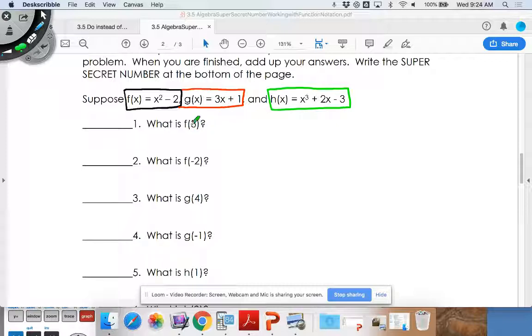And the number inside parentheses goes in place of the what letter? X. So whatever number is inside of here goes in place of the x in that specific function.